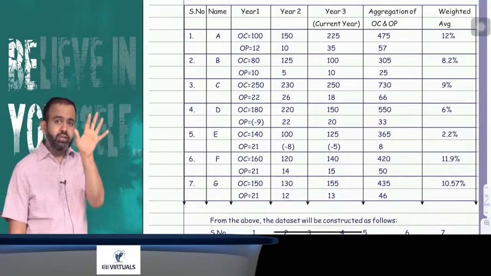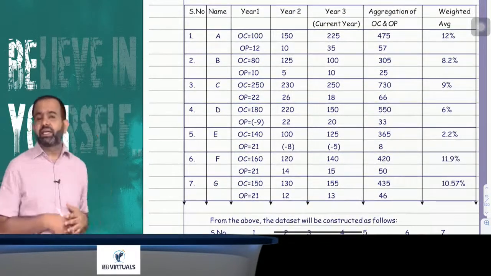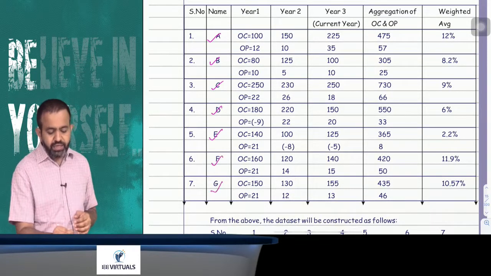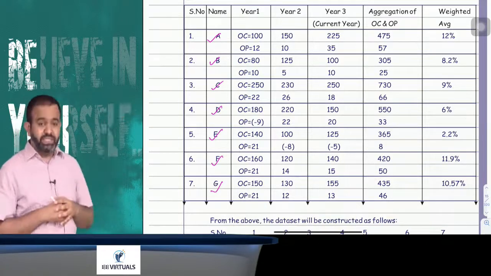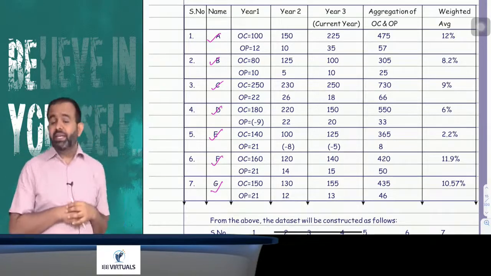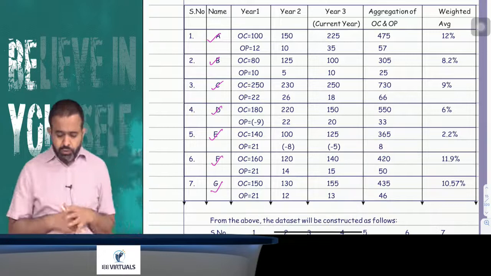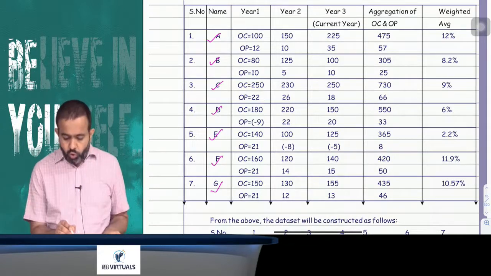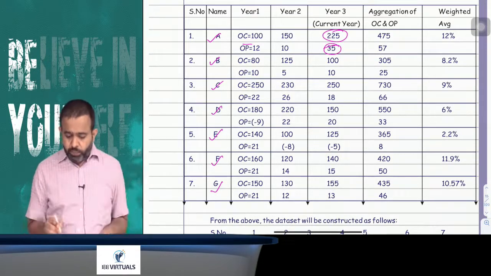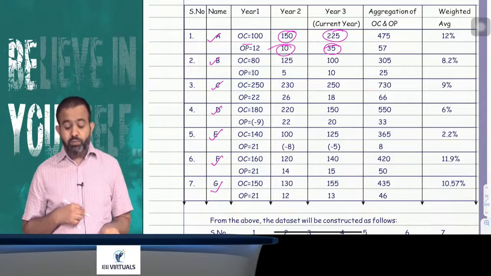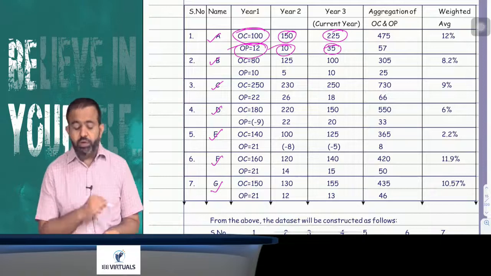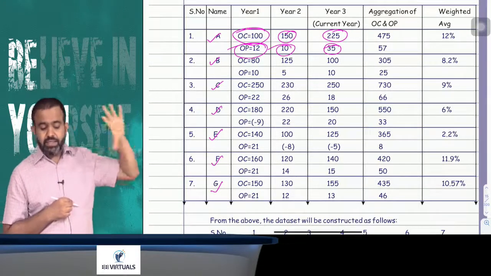Suppose at the time of filing of return, what happened? There are 7 similar enterprises. One is A Limited, one is B Limited, C Limited, D Limited, E Limited, F Limited, and G Limited, or I can say the comparable companies. So there are a total of 7 comparable companies. Now comparable company data is given. Suppose for the current year, A Limited's operating cost is 225 and operating profit is 35. Last year operating cost was 150 and operating profit was 10. The year before last, operating cost was 100 and operating profit was 12. So this data is given in relation to A.